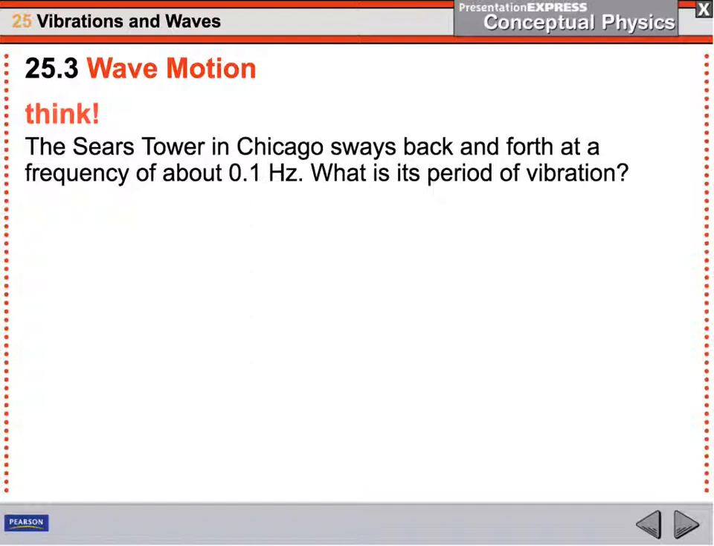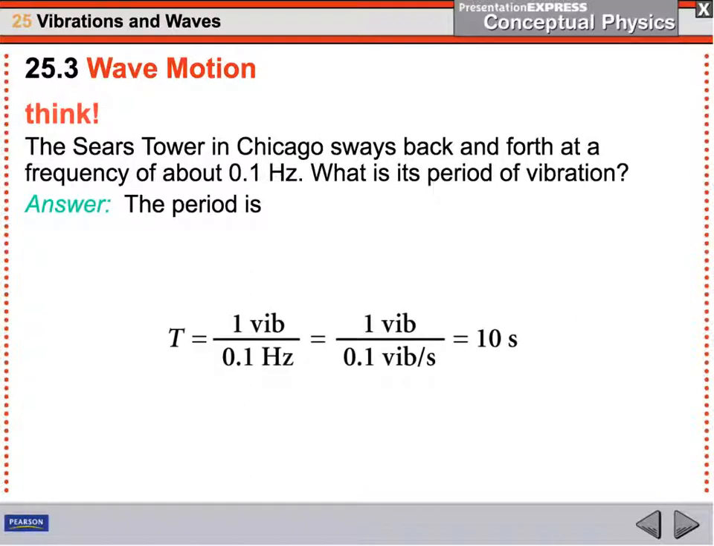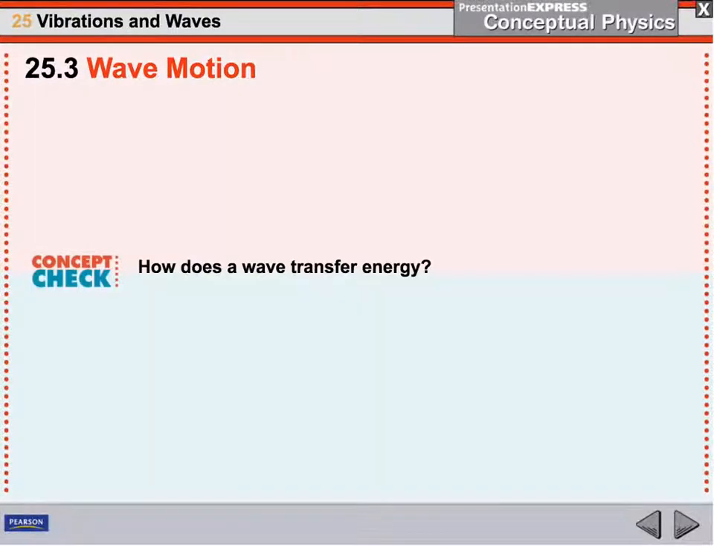The Sears Tower in Chicago sways back and forth at a frequency of about 0.1 Hertz. What is the period of the vibration? Since we said the period is 1 divided by the frequency, we can take 1 divided by 0.1, giving us 10 seconds. How does a wave transfer energy?